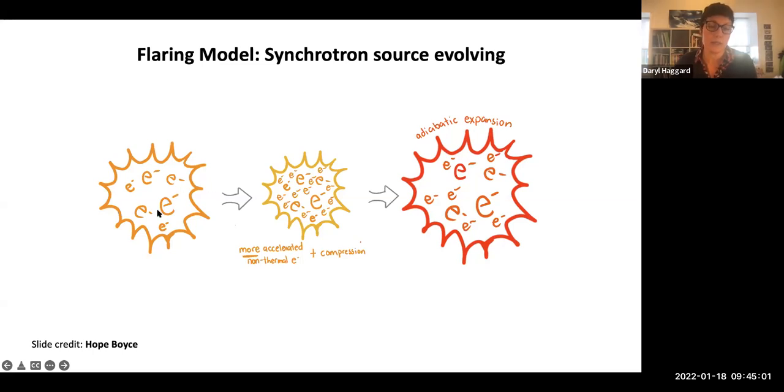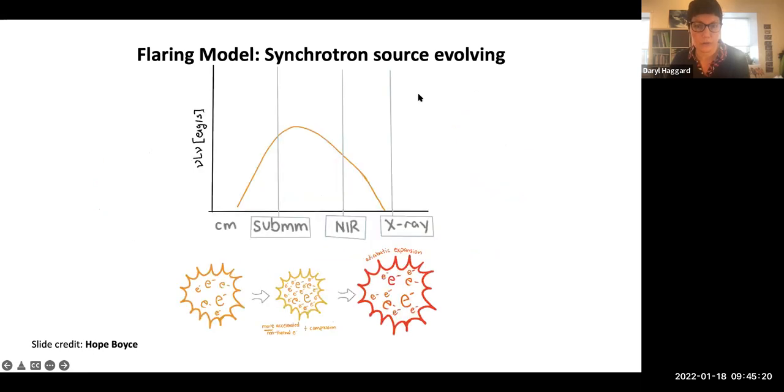So for example, we had this electron population, we had a flare, we compressed some of those electrons, we created a non-thermal distribution for a little while. So we have both a non-thermal component, but also the compression happening. And then maybe an adiabatic expansion happens over longer times. And so we might be able to include that evolution as a part of our modeling effort.